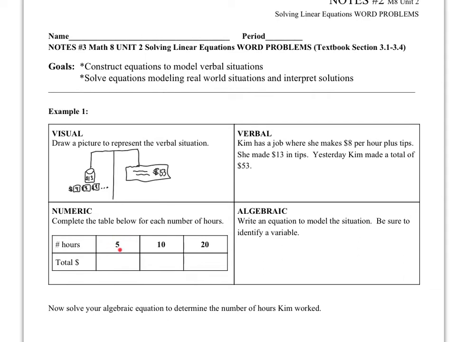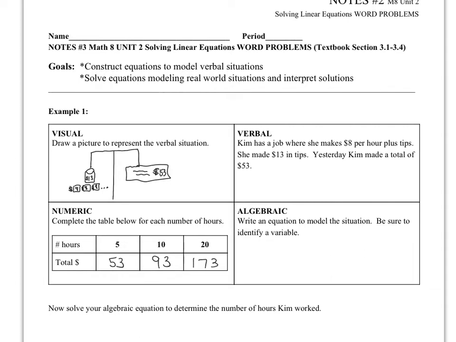So if she had worked for 5 hours, then that would be 5 times 8 plus the 13. And so that would be 40 plus 13 would be 53. I may have inadvertently solved this equation, but I'm going to keep going for my numeric. And so if it had been 10 hours, 10 hours at $8 per hour would be $80 plus the 13 in tips. That would mean that she made $93. Or for 20 hours, 20 times $8 per hour would be $160 plus 13 would be $173 total.